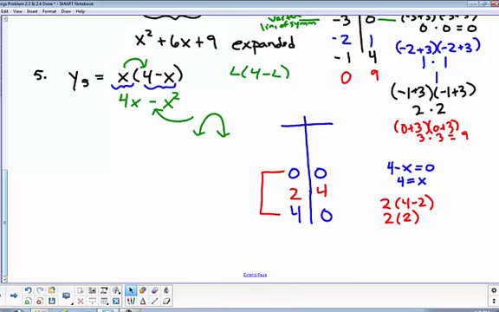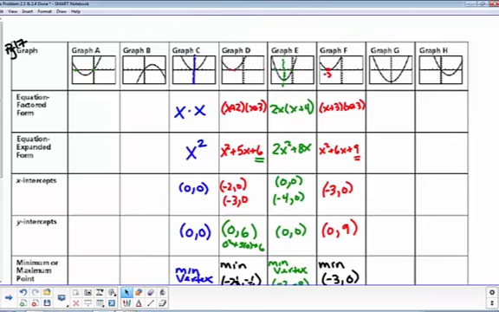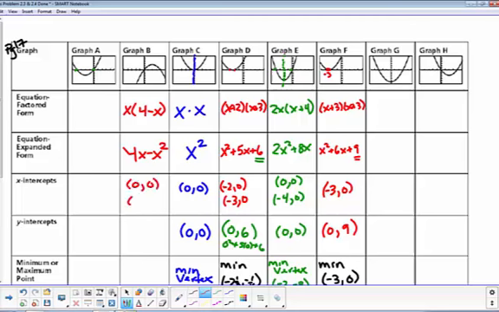So we're going to go back and see which one is an arc. And there's only one that's an arc. That's letter B. So we have x times 4 minus x expanded would be 4x minus x squared. X-intercepts are at 0 and at 4.